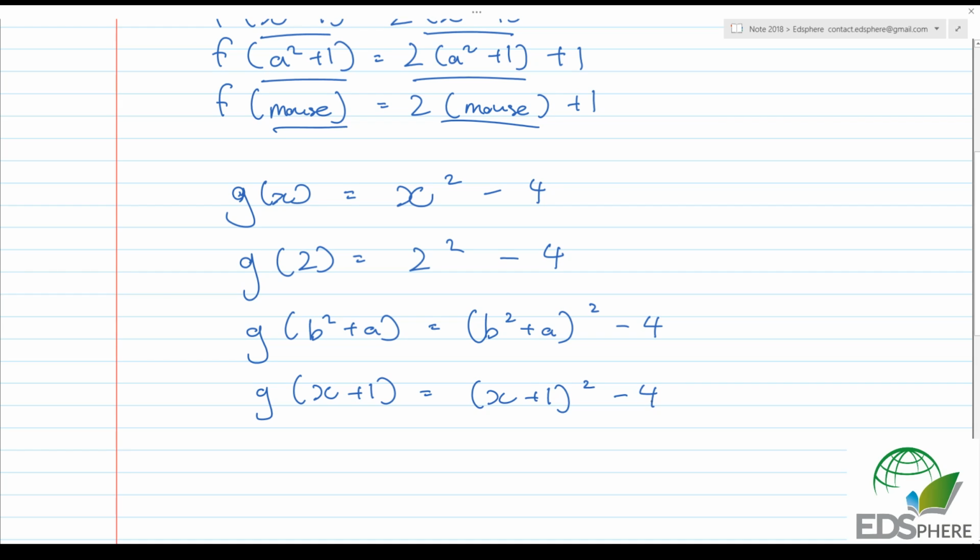So again, it's very similar to what we see above. When we have a function, this time we call it g, if it was x, it remains as x. If it is 2, we substitute x as 2. If it is b squared plus a, we have b squared plus a, and then we put the square up here. If it is x plus 1, we have x plus 1, and again the square would be outside. So that is pretty much it, guys, for simple function.